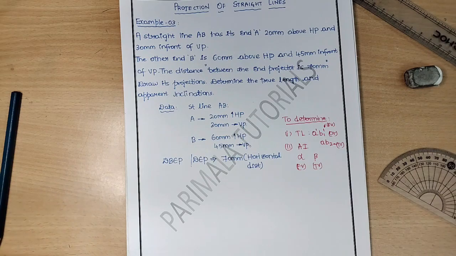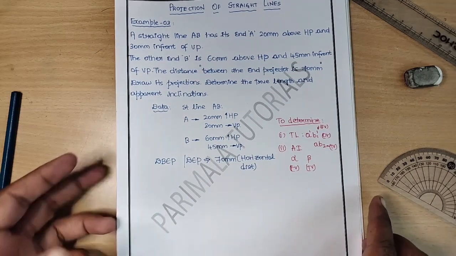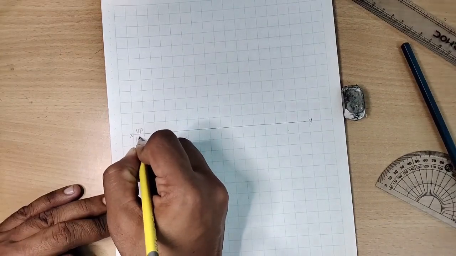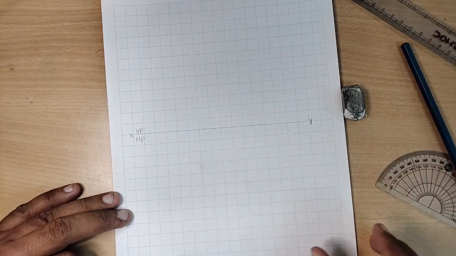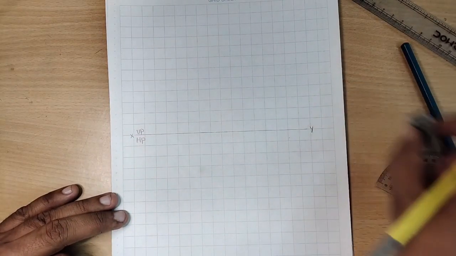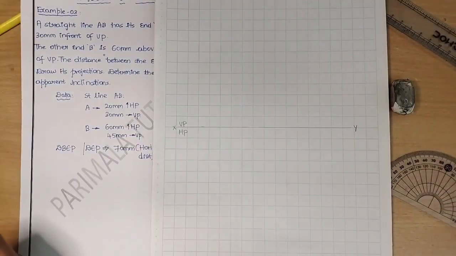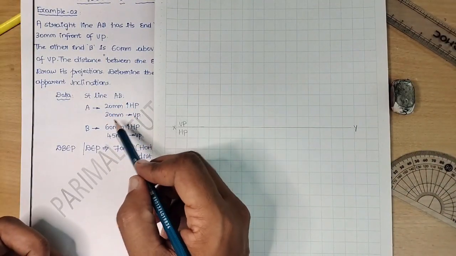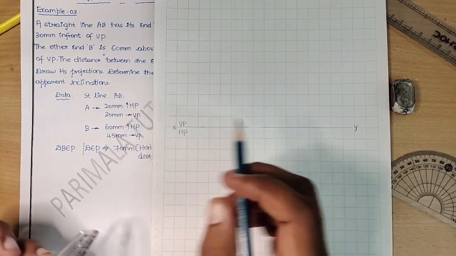Let us go step by step. The first step is to obtain the XY line. Try to keep the minimum thickness and immediately mark it as VP HP. This indicates the projection of straight lines is done in the first quadrant. Let us go for the first data. The dimensions of point A. It is 20 mm above the horizontal plane and 30 mm in front of the vertical plane.